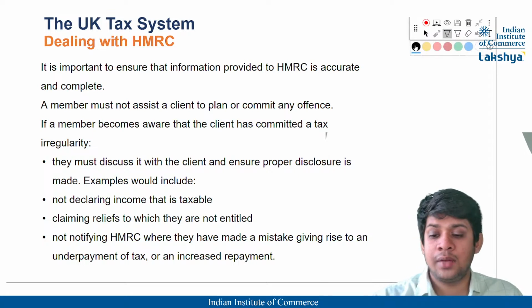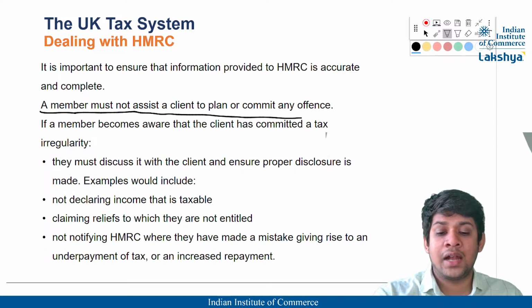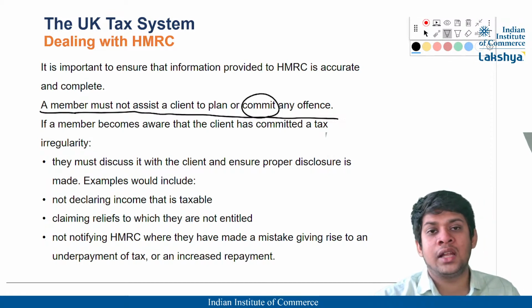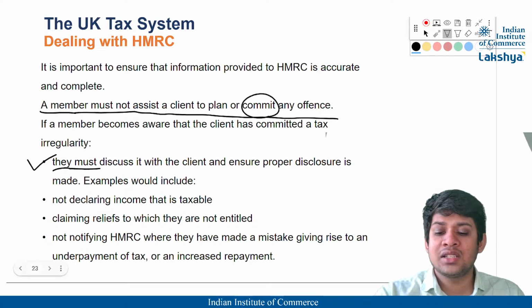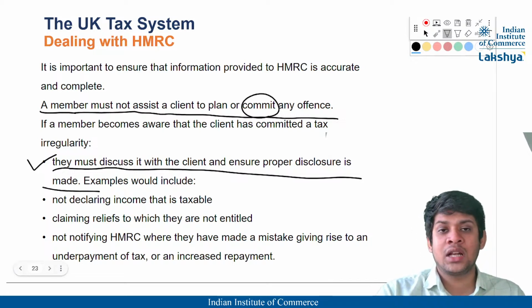Now, dealing with HMRC. So, guys, technically, a member must not assist a client to plan or commit any offense. So, if a taxpayer is trying to commit any criminal offense, or any sort of fraudulent activity, I shall stop the client from doing so as a tax agent. Okay. Now, they must discuss it with the client and ensure proper disclosure is made. So I should let the client know that, okay, Mr. Client, you're actually trying to fraudulently commit activities, which is obviously illegal. So for that, you could be penalized. So I will not support you in that.